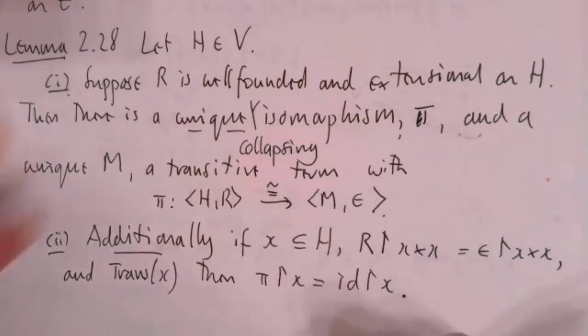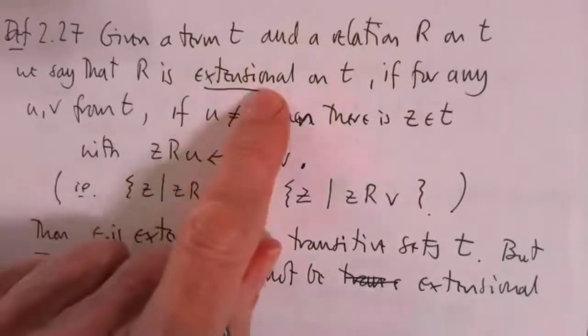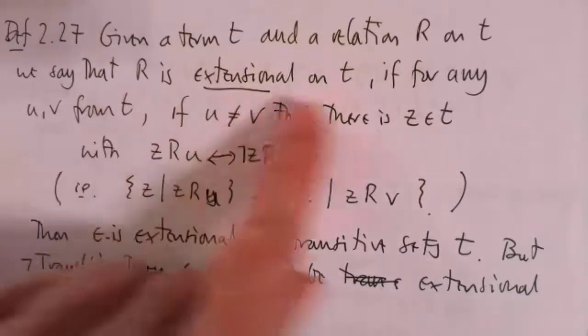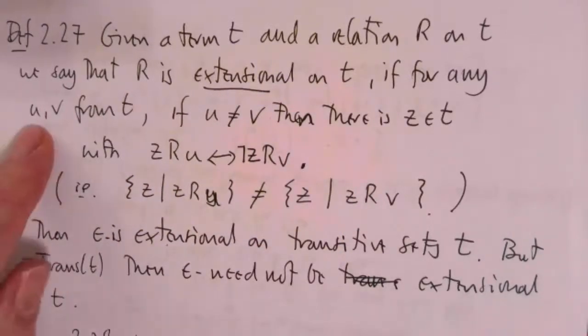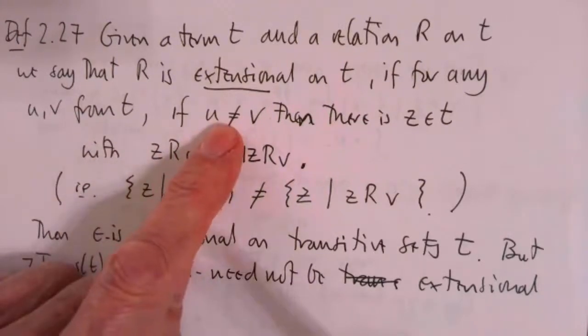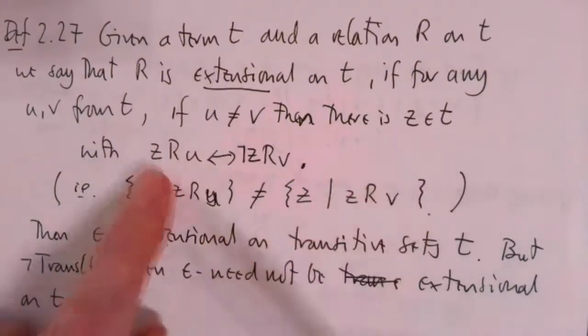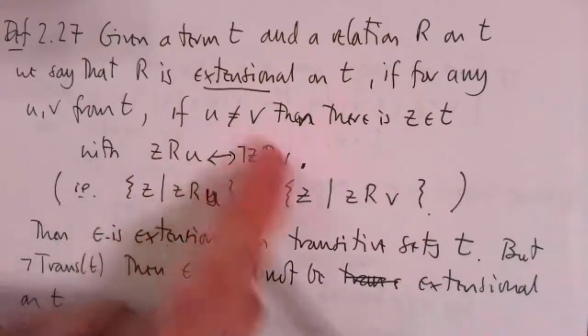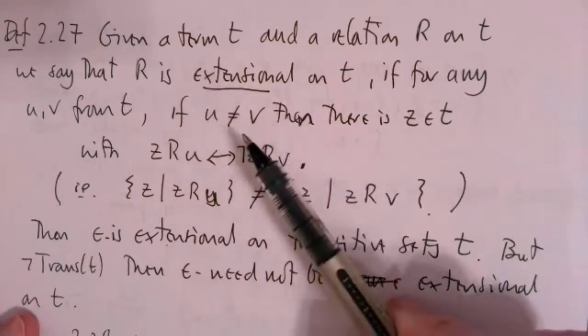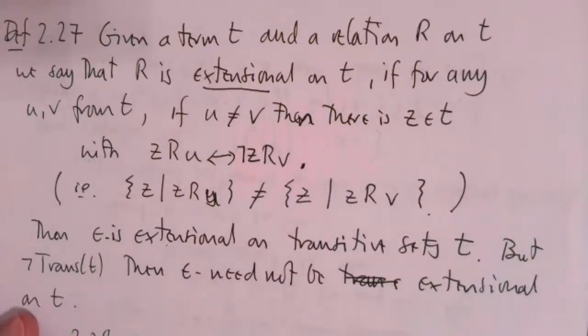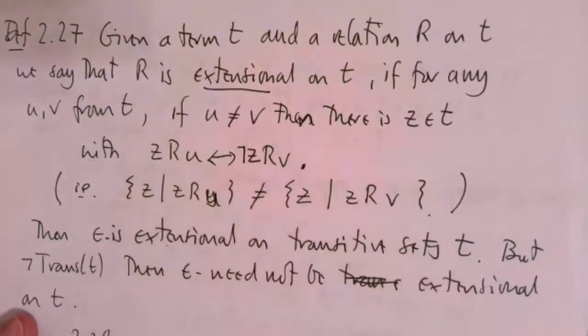And recall what extensional meant. We had that a relation was extensional, the previous definition, on some collection of sets T, if you took any two sets from T, if they were different, there was some witness to their being different. Some Z was R below U, but not R below V, or the other way around. This is just what it means for epsilon to be extensional, right? If there are two sets that are different, there's some epsilon member that witnesses their difference.